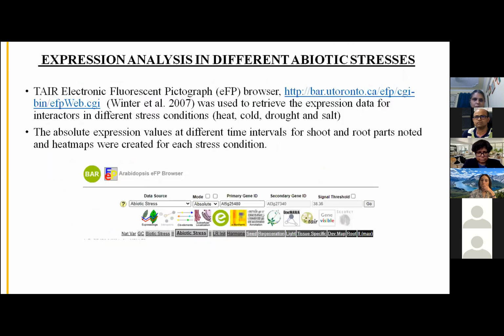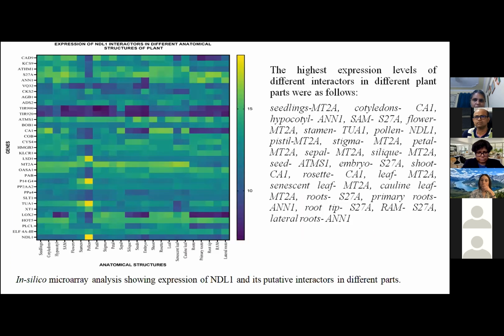So there are a lot of nice tools available. This is one of those, the eFP browser. You can look for the stress studies people have done, like when people are doing microarray, they are studying the expression profile of the whole set of genes present in the organism. So your gene must also be there. And when the whole data is deposited for expression, your data is there. So you can do the data mining from the microarray data in the public domain, and you can find out. And that's what we did.